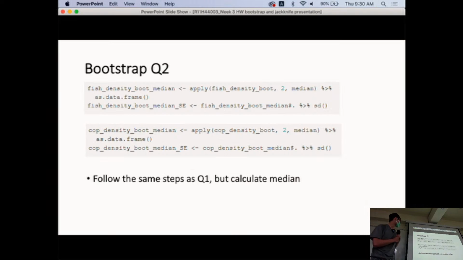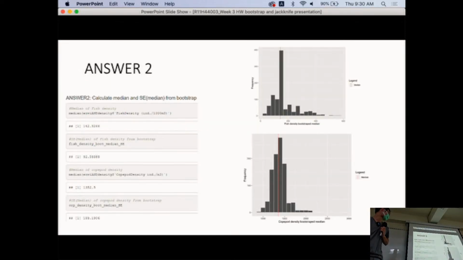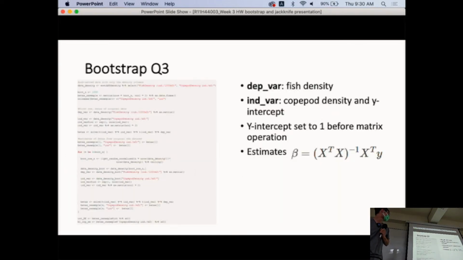So question 2 is to calculate the bootstrap median. It's the same calculation as question 1, but I changed the mean function to median. And these are the values I got. Again, the bootstrap median is centered close to the original median. And question 3 is to calculate the beta estimates from bootstrap.